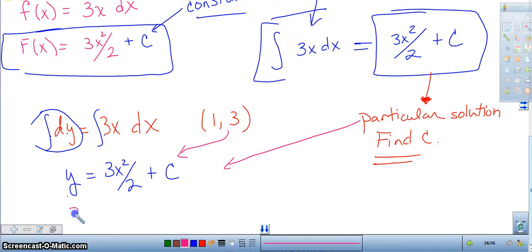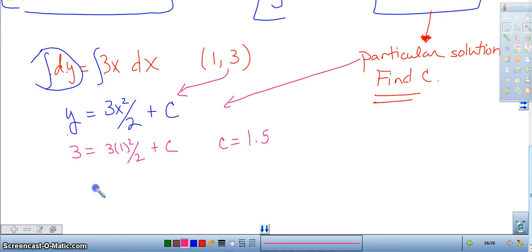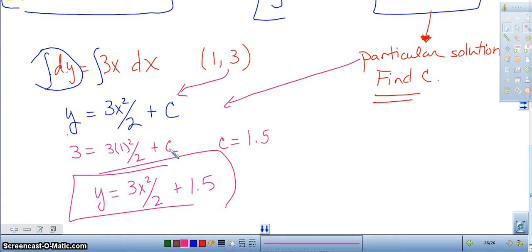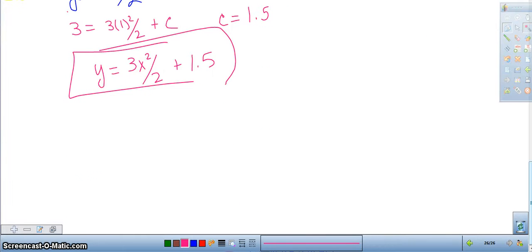So y equals 3, so 3 equals 3 times 1 squared over 2 plus c. So if I solve that, c is 1.5 or 3 halves. So my particular solution would be y equals 3x squared over 2 plus 1.5 or plus 3 halves. That's my particular solution. So that's the difference between a particular solution and a general solution.